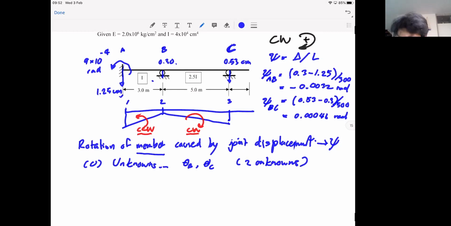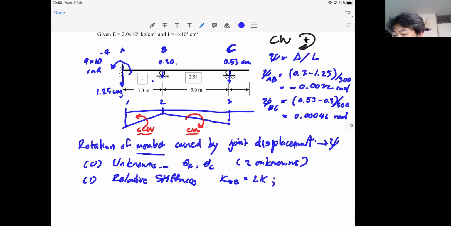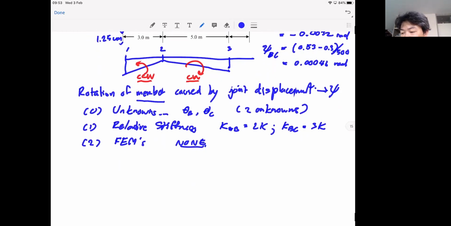Okay. Step number 1 is the relative stiffness. So we have KAB, which is 2K from last time, right? And KBC is 3K. That's all business. Step number 2 is the fixed end moment. So you can say no, because we don't have load just yet. So that means we can move on and start writing our slope deflection equation right away.